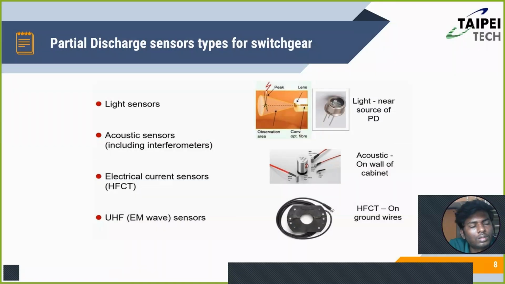Partial discharge sensor types. There are multiple sensor types available for PD detection in switchgear, but many suffer from limitations like electrical interference or insufficient sensitivity. That's where optical solutions, especially those based on fluorescence, come in.